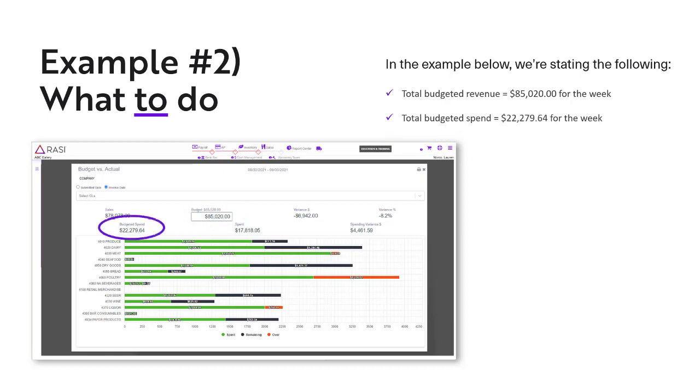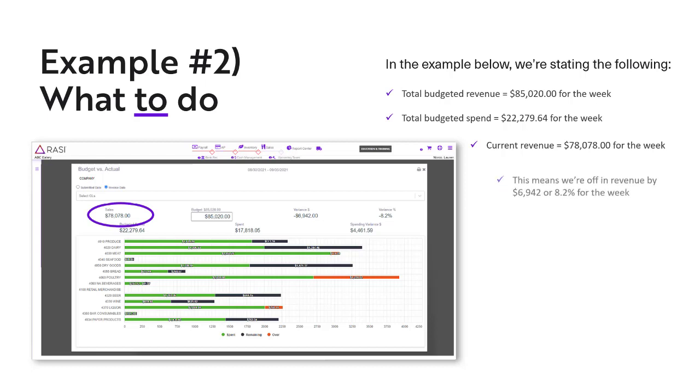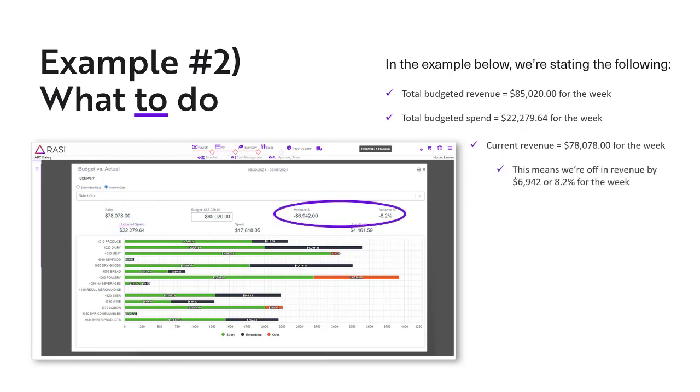Our total budgeted spend, $22,279.64 for the week. Our current revenue is $78,078 for the week. Now this means that we're off in revenue by $6,942, or that's 8.2% for the week, because we've got that total budgeted revenue of 85,020 minus our current revenue of 78,078, and that's where we're getting that 6,942 number from.